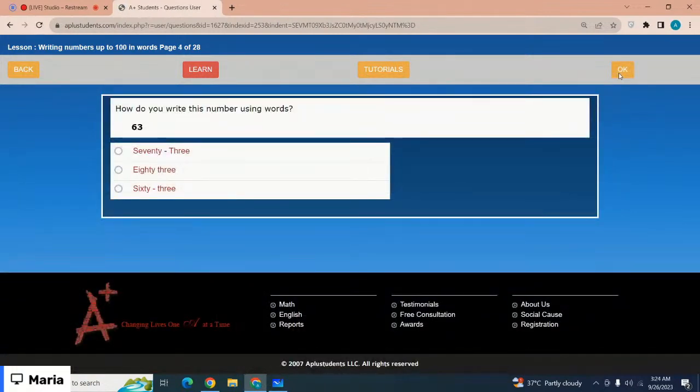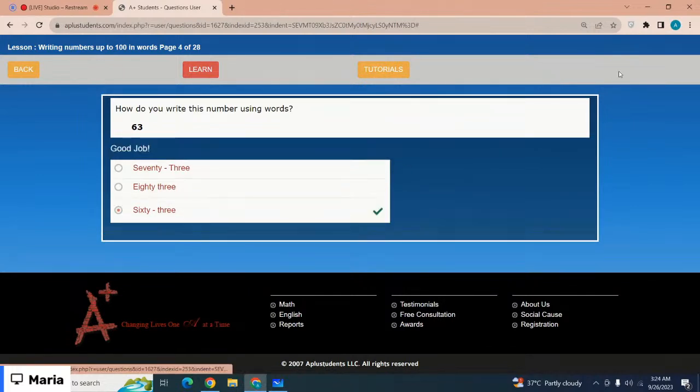How do you write the number using words? Which is the correct option? That would be 63, right? Option number 3 is the correct option.